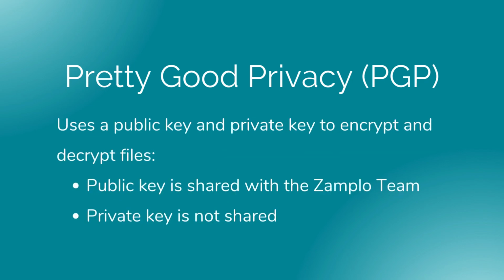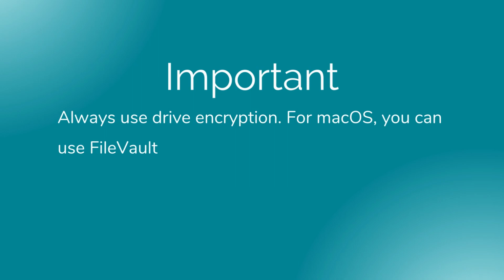PGP uses a public key and a private key to encrypt and decrypt files. The public key is the key you share with the Zamplo team, and the private key you keep only to yourself. It's important to note that you should keep your private key safe and don't share it with anyone. Always use drive encryption such as BitLocker on Windows or File Vault on macOS when handling participant data.